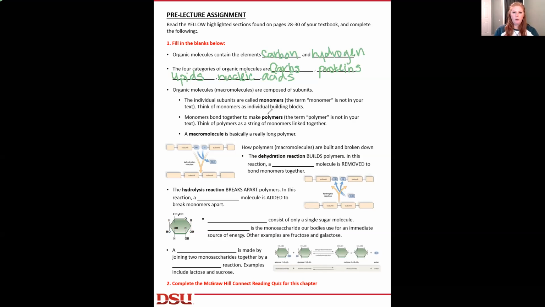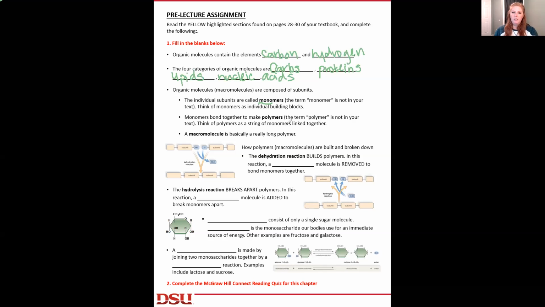When you're building a macromolecule, you're taking a bunch of smaller parts and putting them together into a big one. That's what macro means, right? Big. So those small individual parts are called monomers. Look at the root mono, meaning like one or single, okay? So a monomer is an individual building block. Think of like a block, okay?